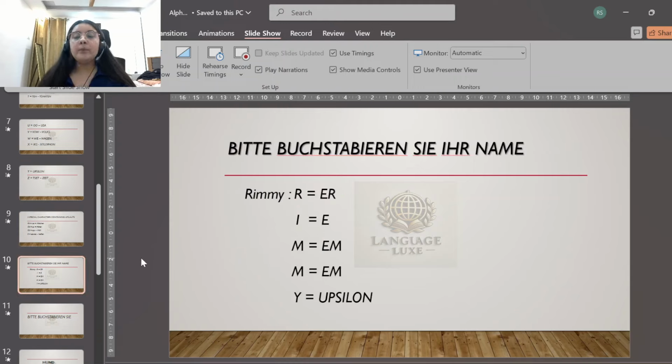Wunderbar. Now, bitte buchstabieren Sie Ihren Namen. Now, let's try to pronounce your name. Take 5 seconds of time and spell out your name in German. For example, my name is Remy. R-E-M-M-Y. You can also write down the spellings of your name in the comment box.